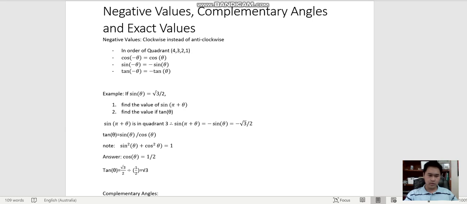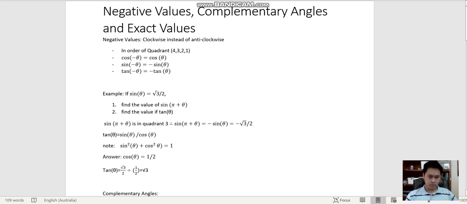The new rules here are: cos of negative theta equals cos theta, which makes intuitive sense because in quadrant 4 and quadrant 1, we're studying different quadrants, but the cosine values are still the same. Sine of negative theta equals negative sine of theta. In quadrant 4 the sine is negative, and in quadrant 1 it is positive. And tan of negative theta is negative tan of theta, because tan is sine over cos, so if sine is negative then tan will also be negative. This relationship holds true regardless of what quadrant you're in.